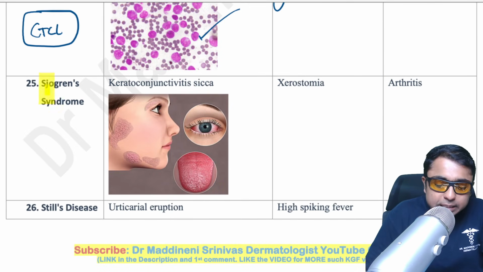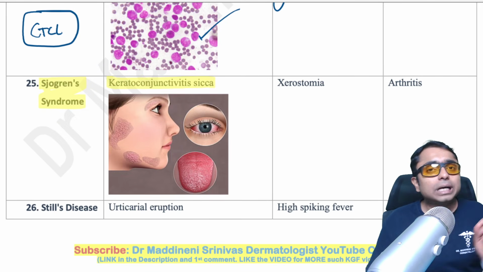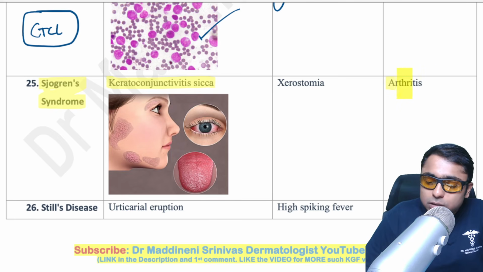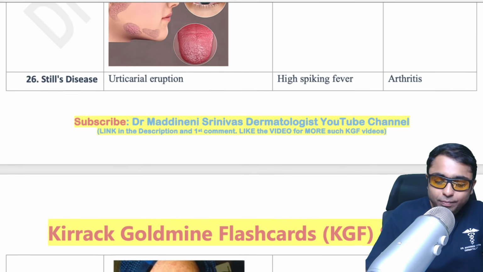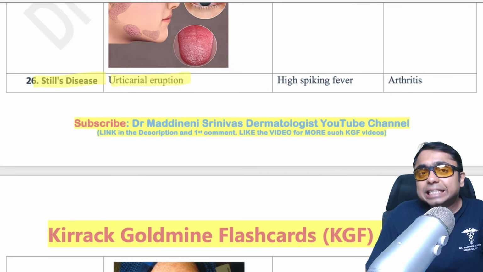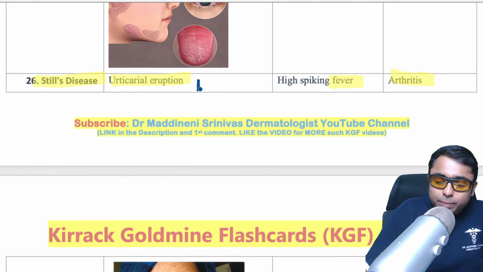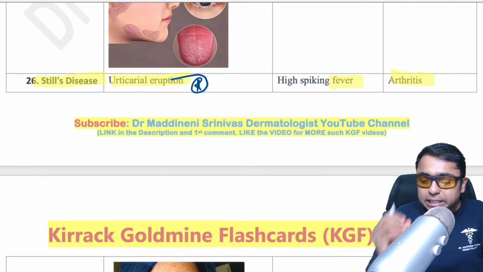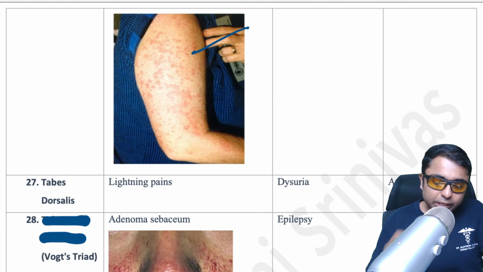Okay, next is Sjogren syndrome. I hope you might have heard this in your ENT also. Patients are going to have a triad of keratoconjunctivitis sicca, and also arthritis can be there, and also dryness can be noted in the mouth, xerostomia. Next, Still's disease. Patients are going to have in the skin urticarial eruption. They're also going to have the fever and arthritis. So in the skin, you are going to remember urticarial eruption in the case of Still's disease. Here you can see these are the urticarial wheals.